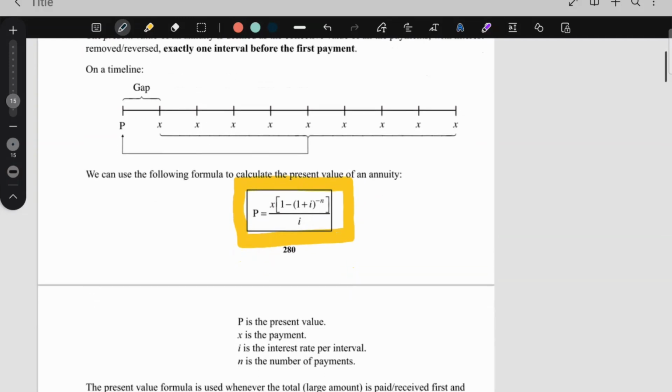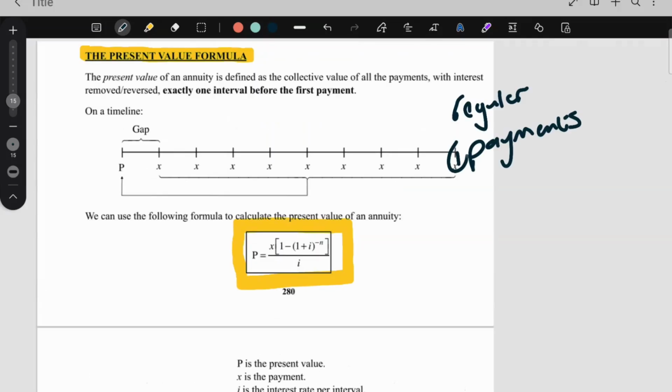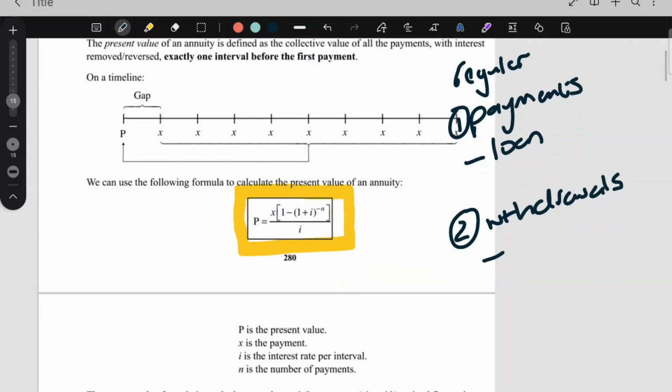So normally we use the present value formula when we are making regular payments or we are making regular withdrawals. So if you make regular payments, normally this is for a loan. So normally you take out a loan and now you must pay off the loan by making regular payments. Or you win the lotto and you put the money in the bank and you decide you want to make regular withdrawals from the money that you won. Or you inherit money and you put that in the bank and you make regular withdrawals every month. So that's when you would use the P formula.